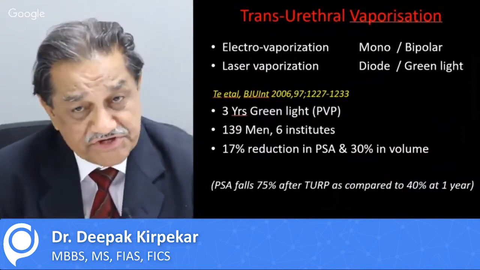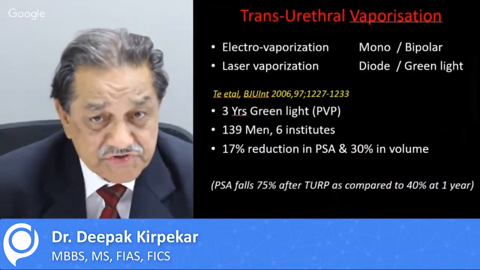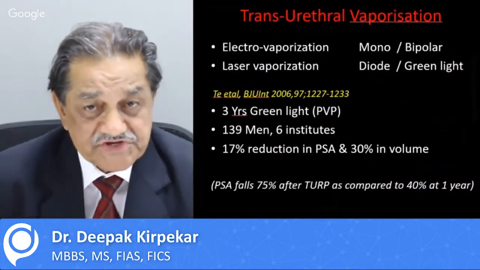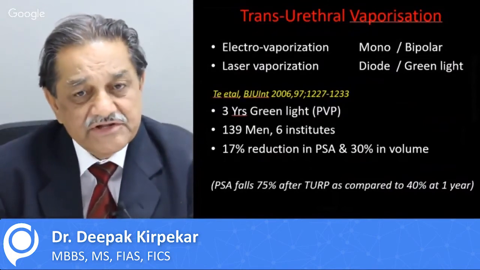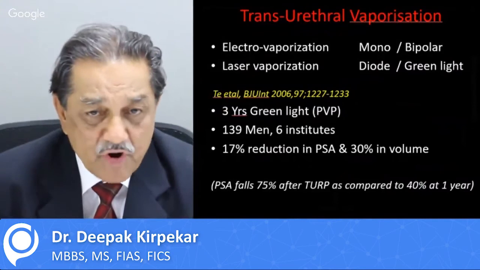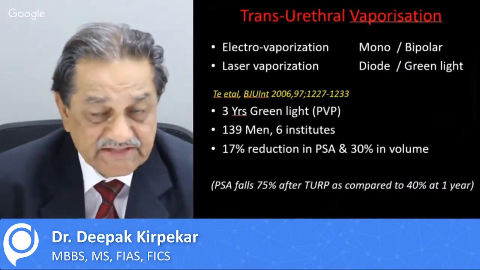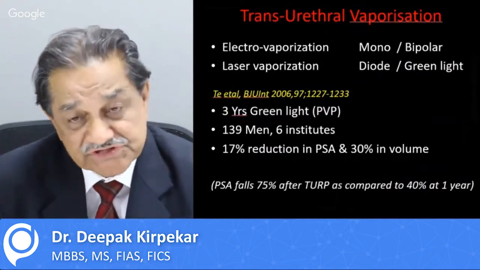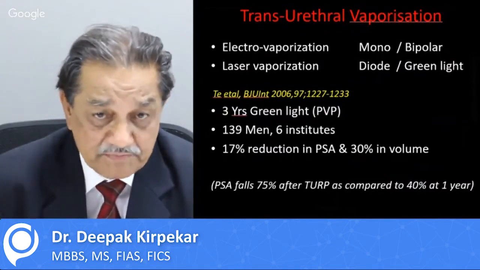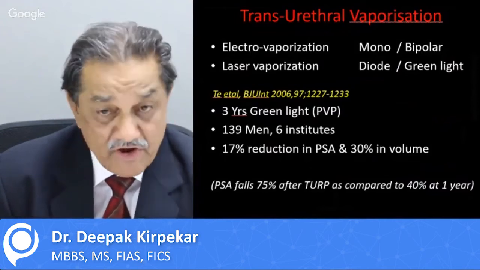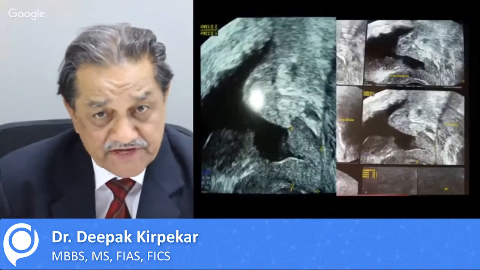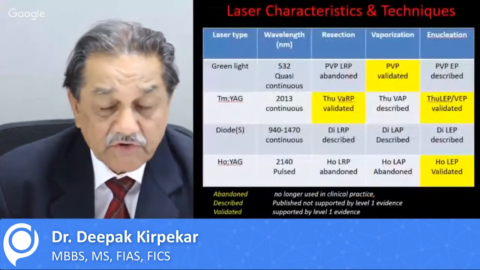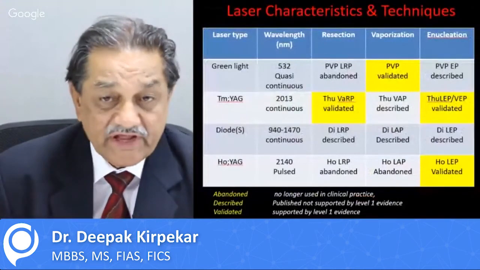Transurethral vaporization of the prostate was another technique which is used. Unfortunately, most of the studies that have been done used 80 watt and 120 watt machines, and they are not comparable efficacy-wise to the standard HOLEP or TURP. So we were not very enthusiastic about vaporization until now, when a different machine has become available.